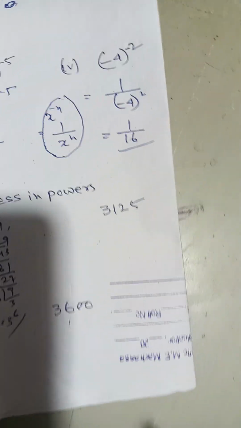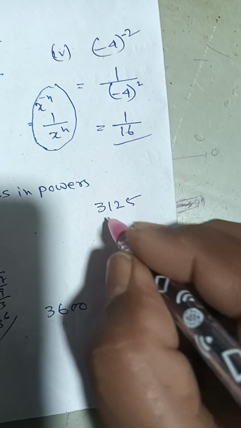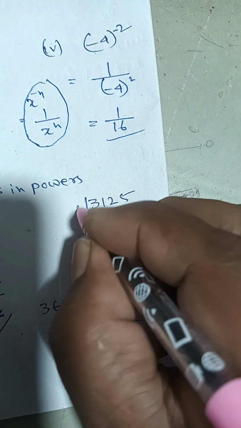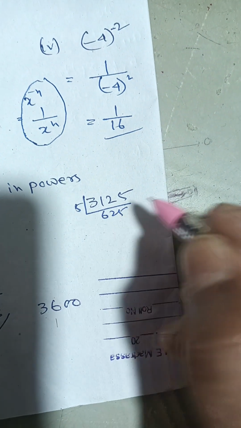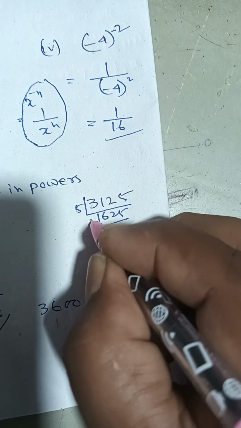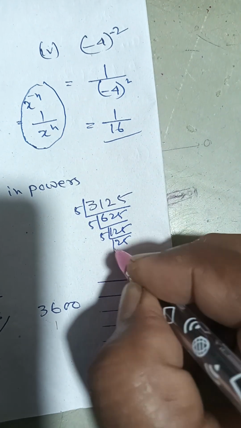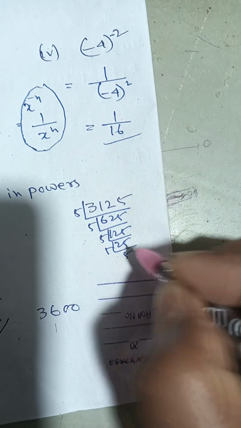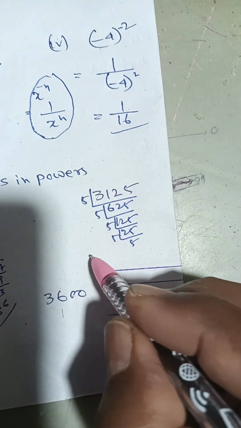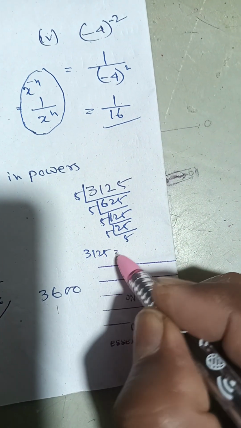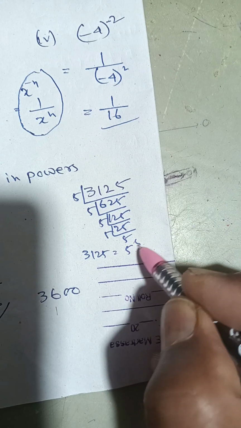Answer. Next question, 3125. Raise in power. So you see, if we divide it by 5, it will be 625. Again, if we divide it by 5, it will be 125. Again, if we divide it by 5, it will be 25, and then 5 5s are 25. So we can write 3125 means 5 to the power 5. Answer.